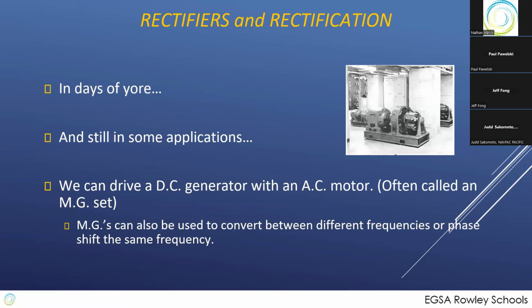But what you're going to see it more for nowadays is where you're connecting together two different grids that are either at a different frequency or out of phase with each other. One of those things is going to occur. Examples of that are if you are working on a radar installation, the inner components of a radar installation, whether it's put in Hawaii or put in Dubai, are 400 hertz.